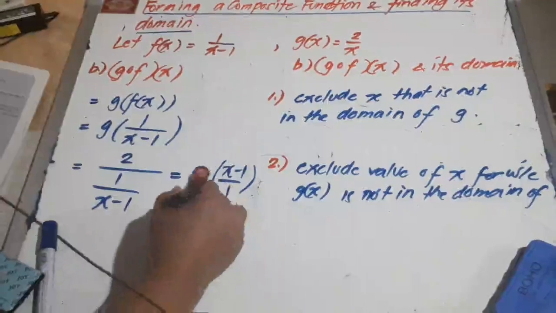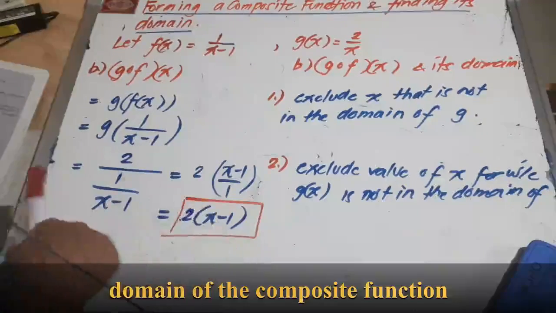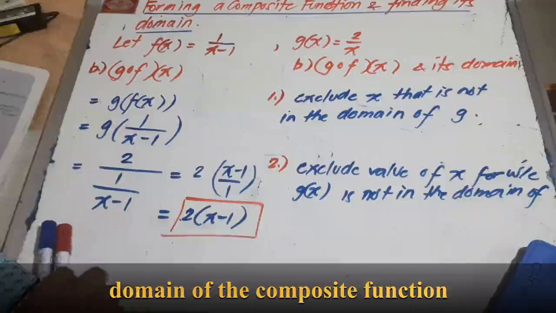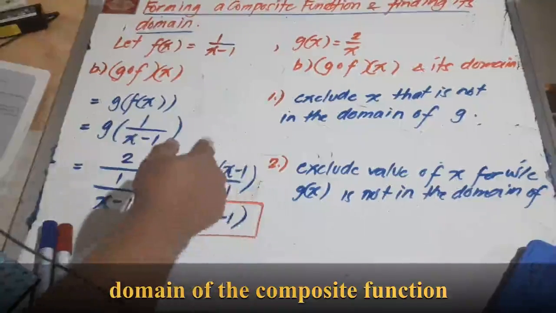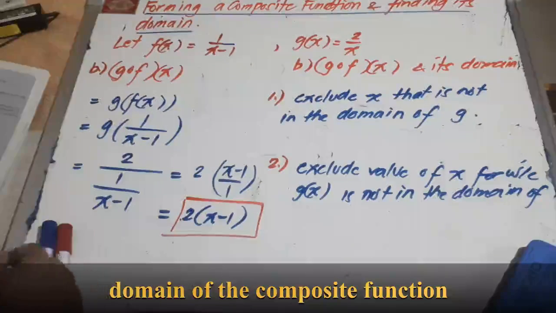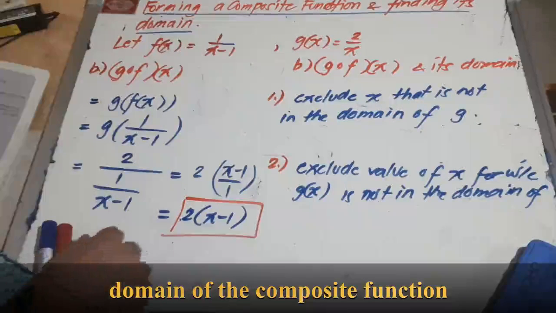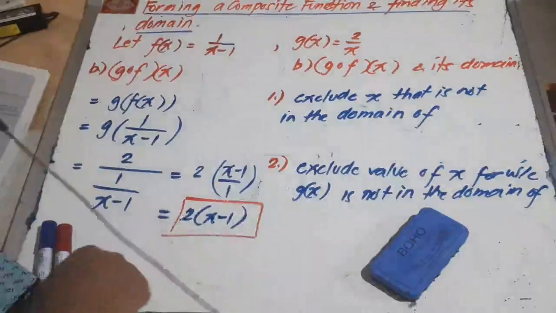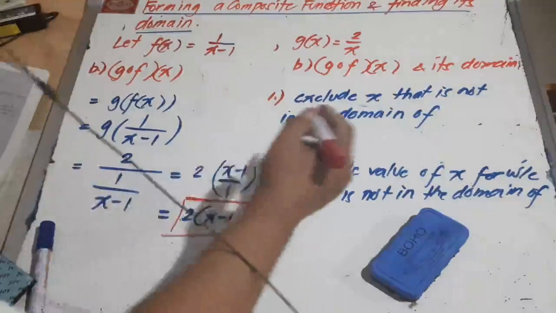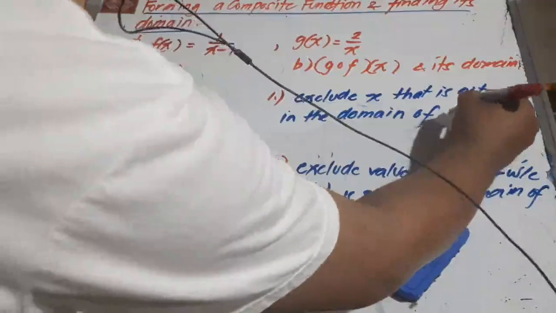The next is to determine the domain of the composite function. For the composite function, we have, babaliktarin natin. We follow the same steps na ginawa natin sa letter A, but this time, we're going to exclude x that is not in the domain of f. Okay? Yan, tatanggal natin to.